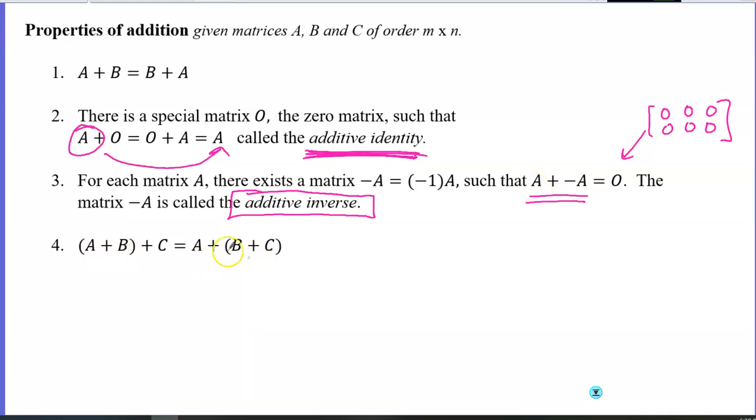And then this last property is associative, which means you can add these two first and then the C last, or vice versa. So the grouping won't matter. You'll still get the same thing. So this property is important.